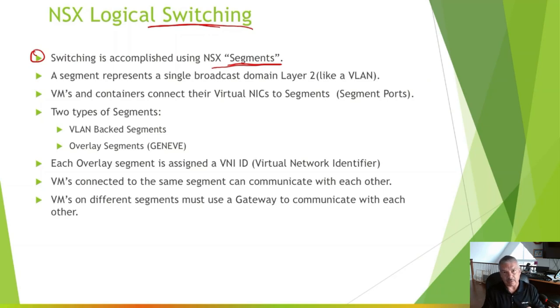So a segment or switch represents a single broadcast domain. If I have VMs on that same segment, think of it like a VLAN. VMs on that same segment are on the same subnet, and they can talk to each other. VMs on different segments, if I create two different segments, I'm going to demo all this too, can't talk to each other. They need to go through a layer 3 device, a router, which again will be another video altogether.